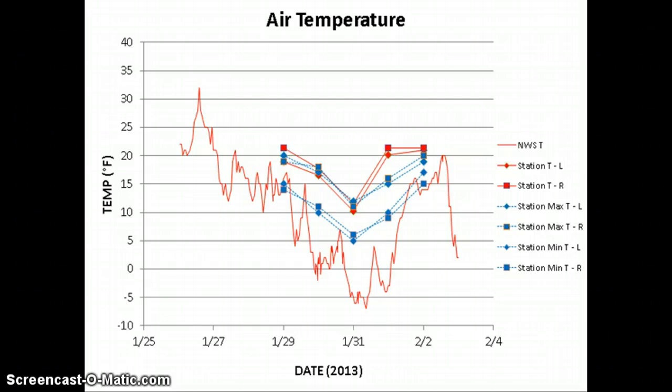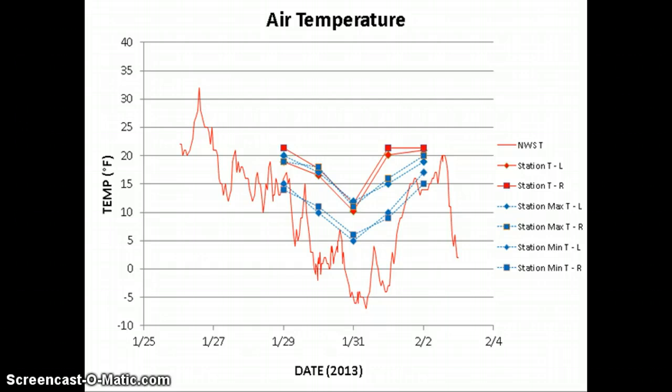On January 31st, the max temperature that I recorded was 12 degrees and the low was 5. The average temperature was 8.5. I did this recording at 12 p.m. It was partially cloudy outside with no precipitation and no wind.